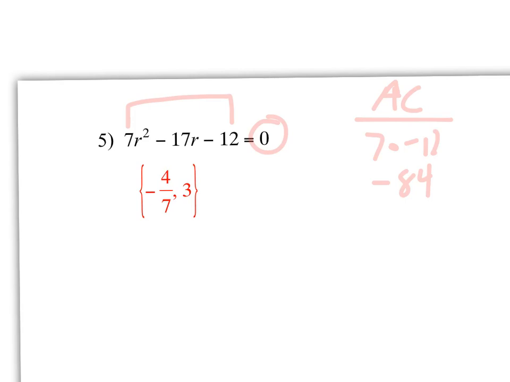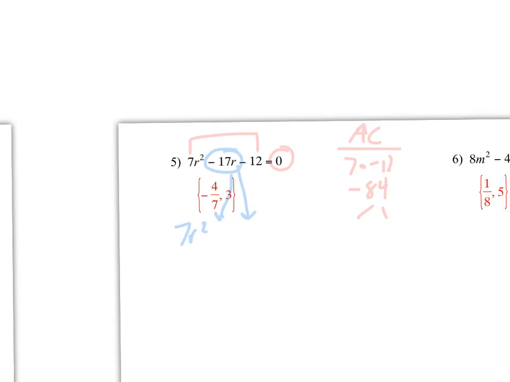So what you have to do is think of factors, numbers that multiply together to get you the 84. And if you remember from earlier, you are going to have your 7r squared, and you're going to split that 17. That's the two numbers that are going to go down here. That's what you're trying to get. So what two numbers from 84 are going to get you that 17?